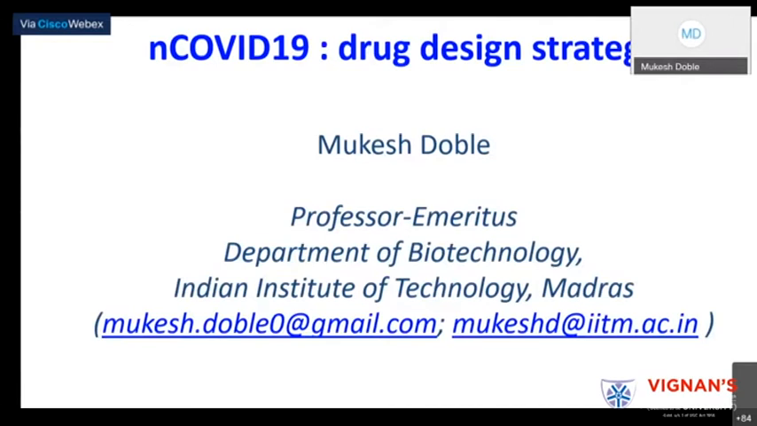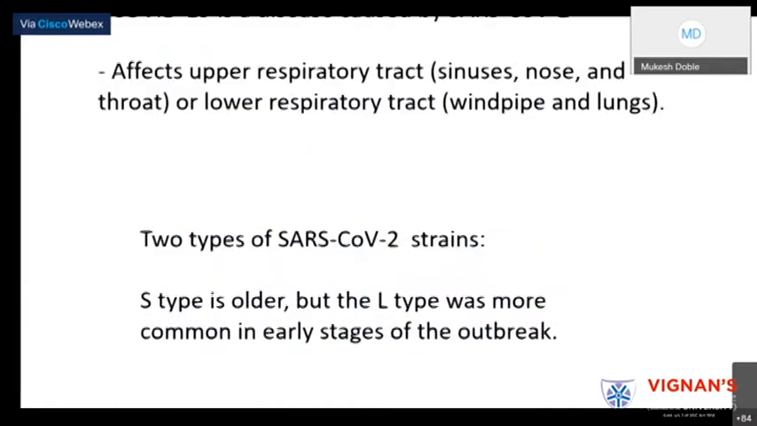I am going to talk about some of the drug design strategies for the virus SARS-CoV-2, both ligand-based as well as target-based or structure-based. As you know, this is caused by the virus called SARS-CoV-2. I will explain a little bit later on what is SARS-CoV and what is SARS-CoV-2.